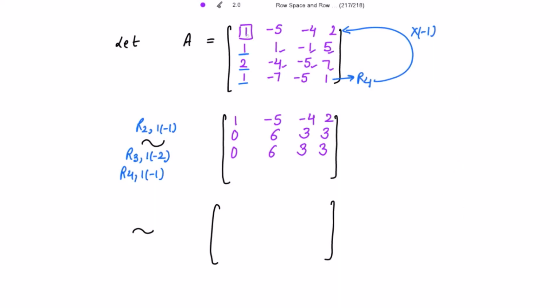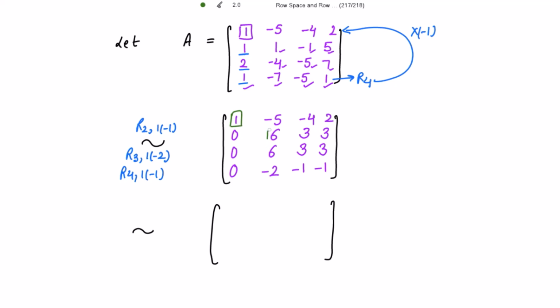Alright, 1 multiplied with minus 1, we get minus 1. Adding this to 1, we get 0. That is what we need. Minus 5 multiplied with minus 1, we get 5. Adding this to minus 7, we get minus 2. Minus 4 multiplied with minus 1, we get 4. Adding this to minus 5, we get minus 1. 2 multiplied with minus 1, we get minus 2. Adding this to 1, we get minus 1. So 1 becomes our leading element for the first row.